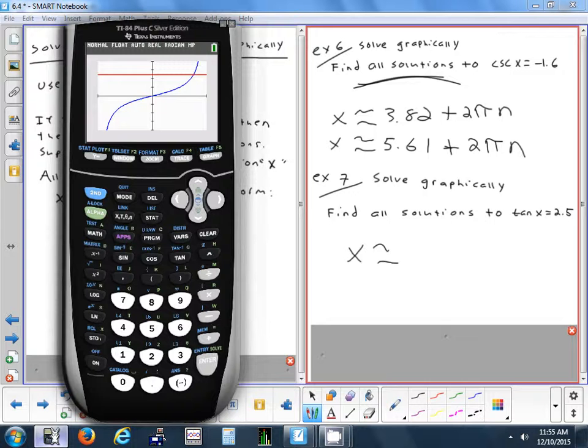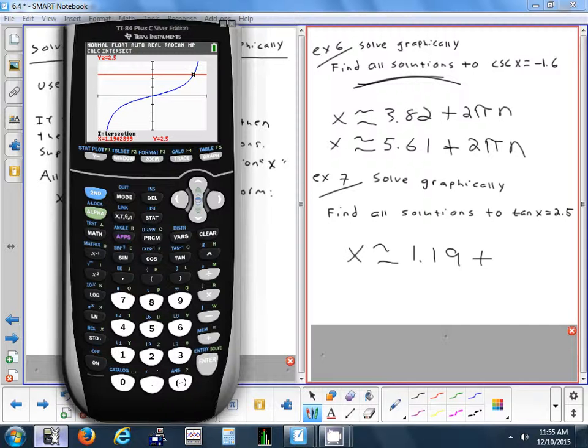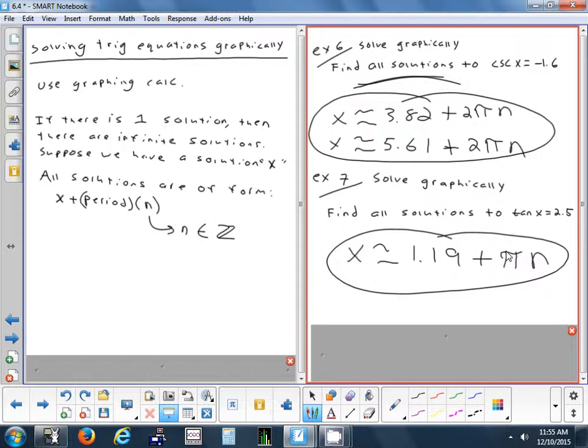All right, so let's see what we got. Second calc, intersect, get about 1.19. And what would we put on the end of that? Pi n. Okay, why not 2 pi? Right. Period here is just pi. So be careful on the test. If they ask you to find all solutions, I want something like this. If I want you to find solutions between 0 and 2 pi, that means I want you to list every single answer out between that window. Okay, any questions on that?